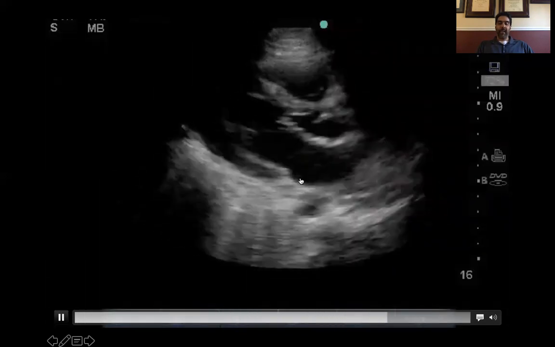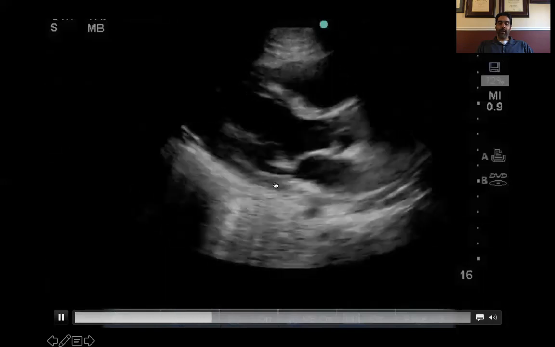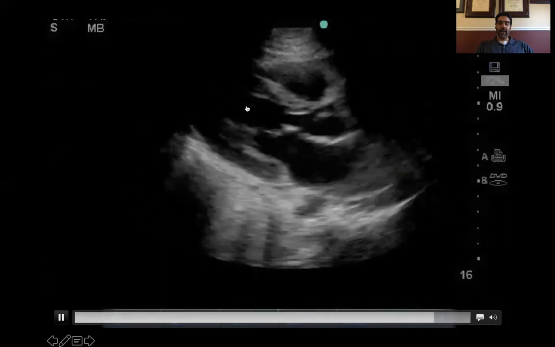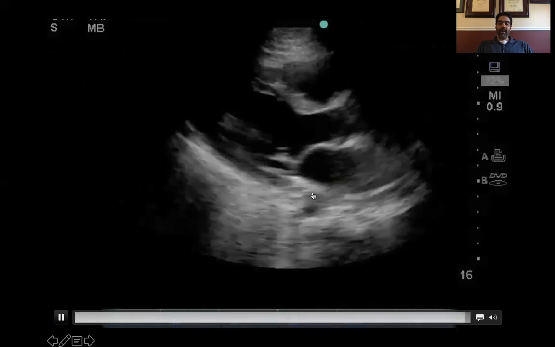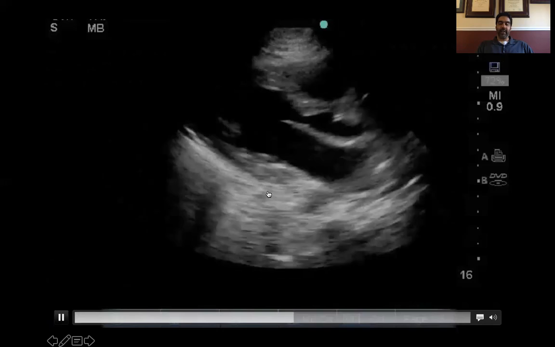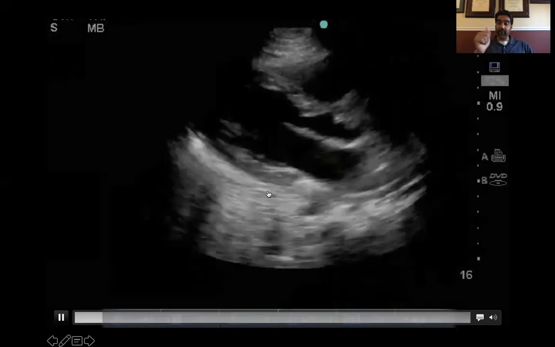And notice how that's moving left and right. Okay, so cavity size is changing by about half. The anterior leaflet of the mitral valve is slapping the septum, and the posterior mitral annulus is moving vigorously left and right. So that's normal excursion.